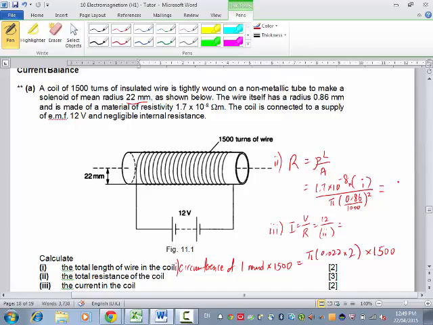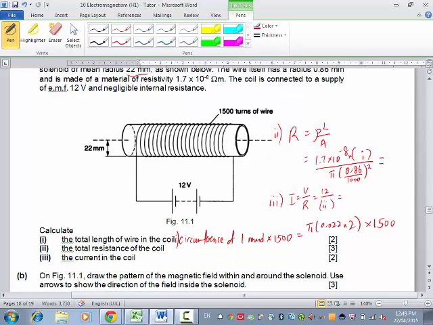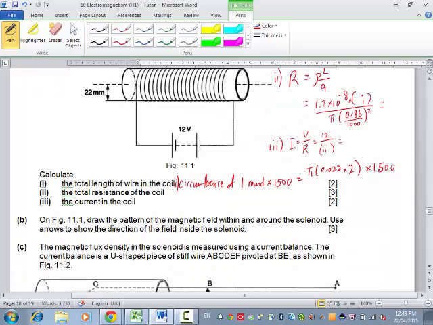Sophia, are you okay so far? No problem, right? Okay, next. Draw the pattern of the magnetic field within and around the solenoid. Use the arrow to show the direction. Please refer to the summary in notes. They have the picture. This one, you draw yourself.